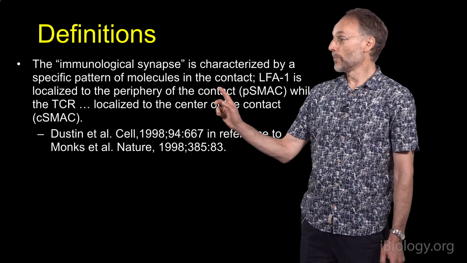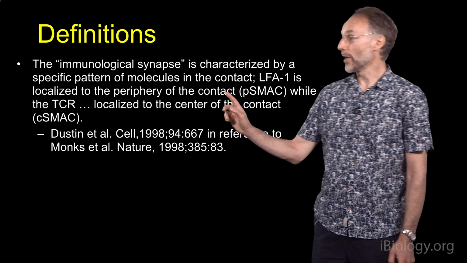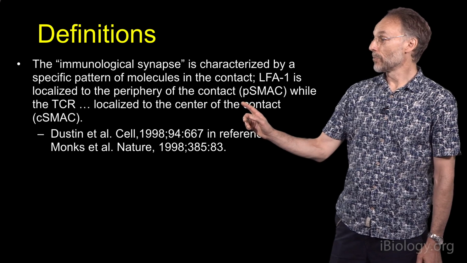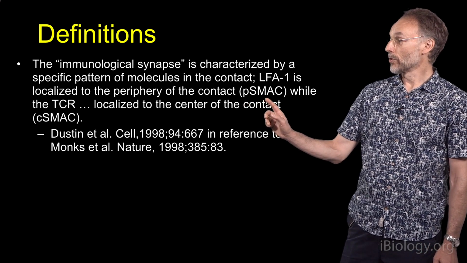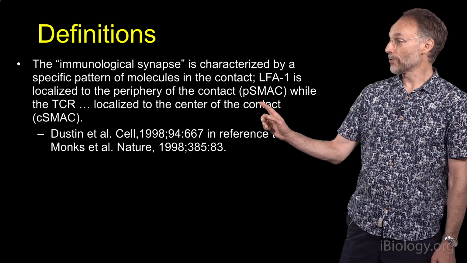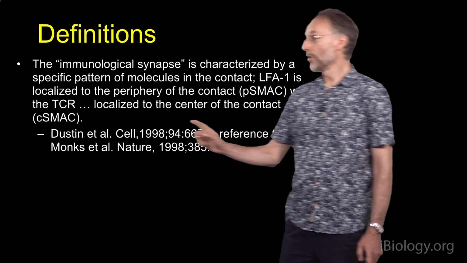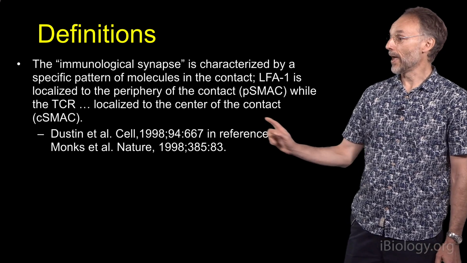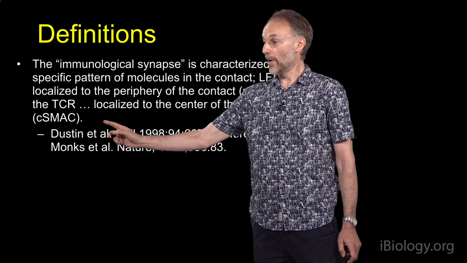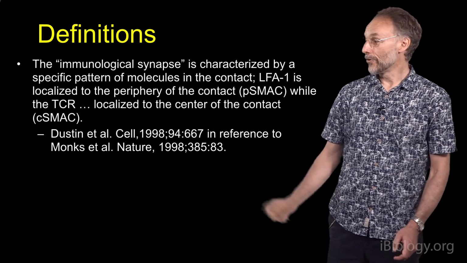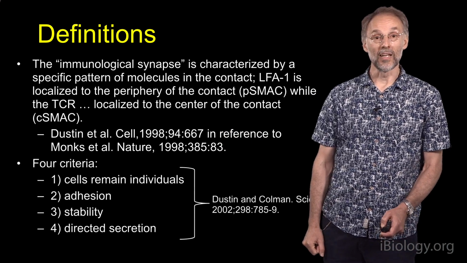So what we wrote was that an immunological synapse is characterized by a specific pattern of molecules in the contact. LFA1 is localized in the periphery of the contact, what Kupfer described as the PSMAC, or peripheral supramolecular activation complex, while the T-cell receptor is located to the center of the contact, or what Kupfer defined as a central supramolecular activation complex. This is described in these references from '98.